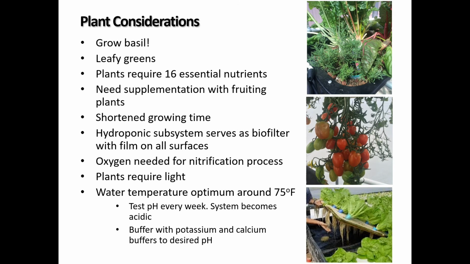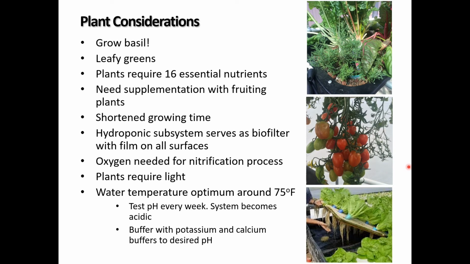Plant considerations. I think everybody should grow basil, because basil is actually such an aquaponics loving plant. It grows in every aquaponics system, and it grows well. So if you like pesto, and this is something you want to make with your students, start out growing basil. The leafy greens, like these lettuces you see down here, also do very well in these systems.